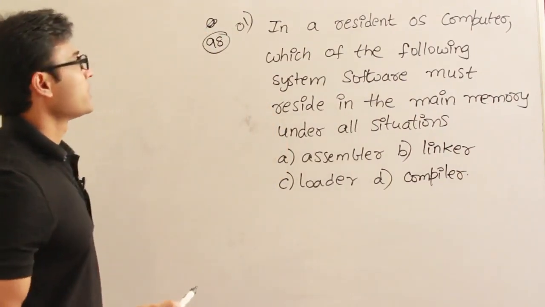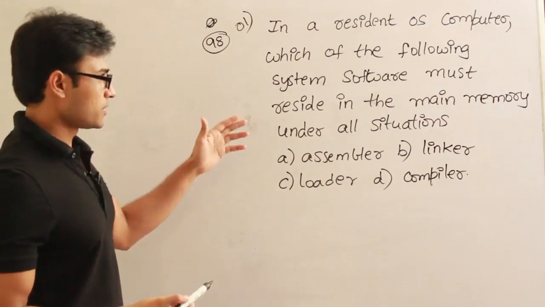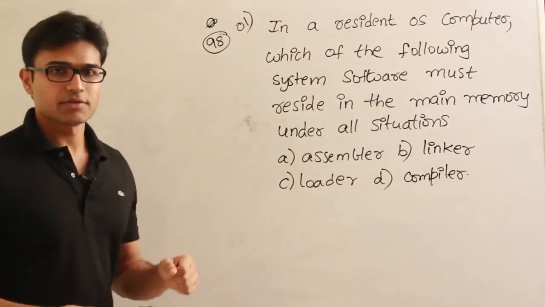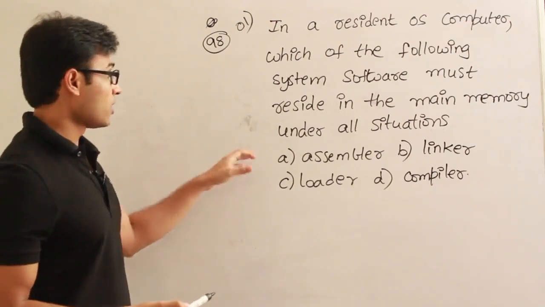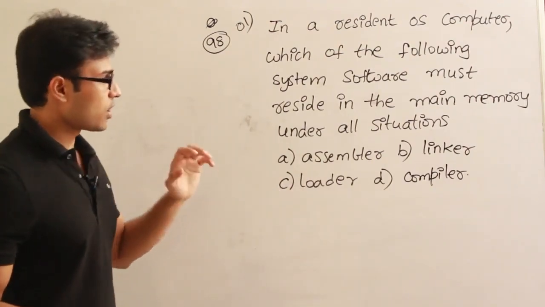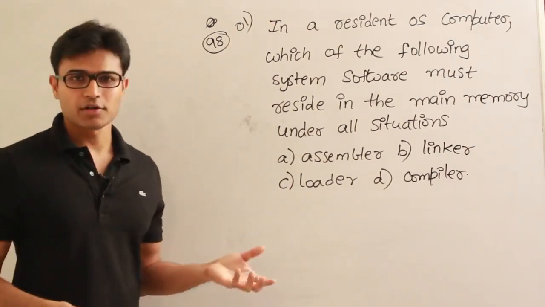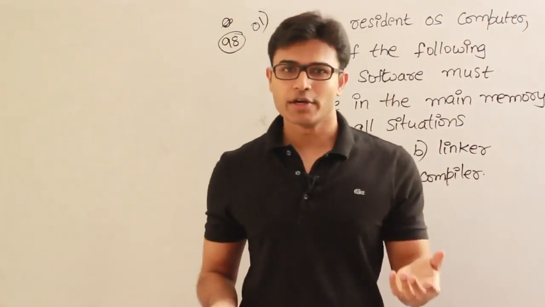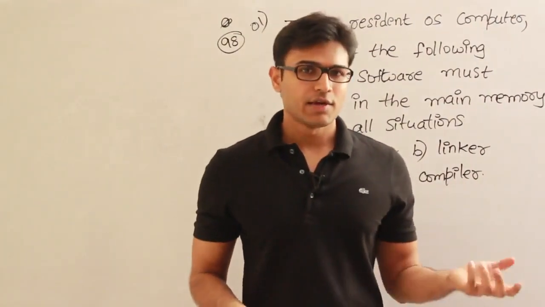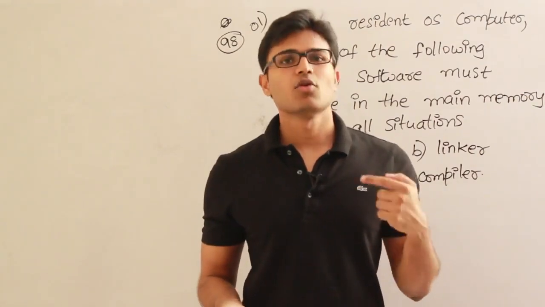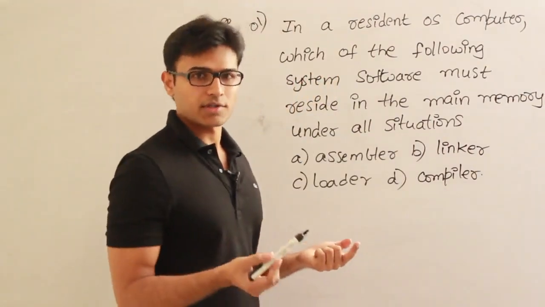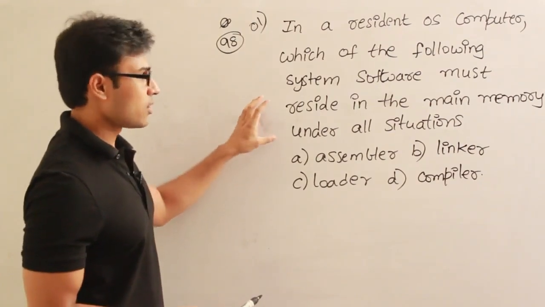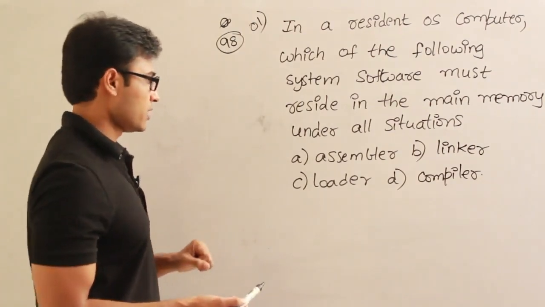Watch it. In a resident OS computer, which of the following system software must reside in the main memory under all situations? If you have all these software modules, which one should always be in the memory? Being present in the memory means it is already loaded. There is no need of loading it. If it is not present in the memory, then you have to load it after some time, right? Then what are the modules which are always present in the main memory? That is what they are asking.